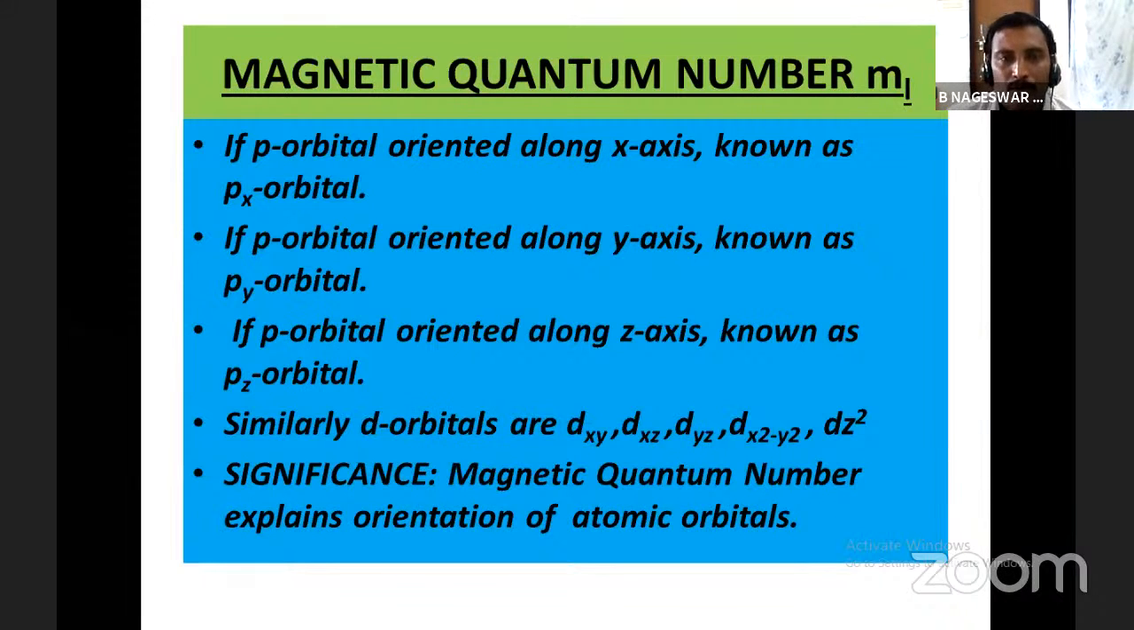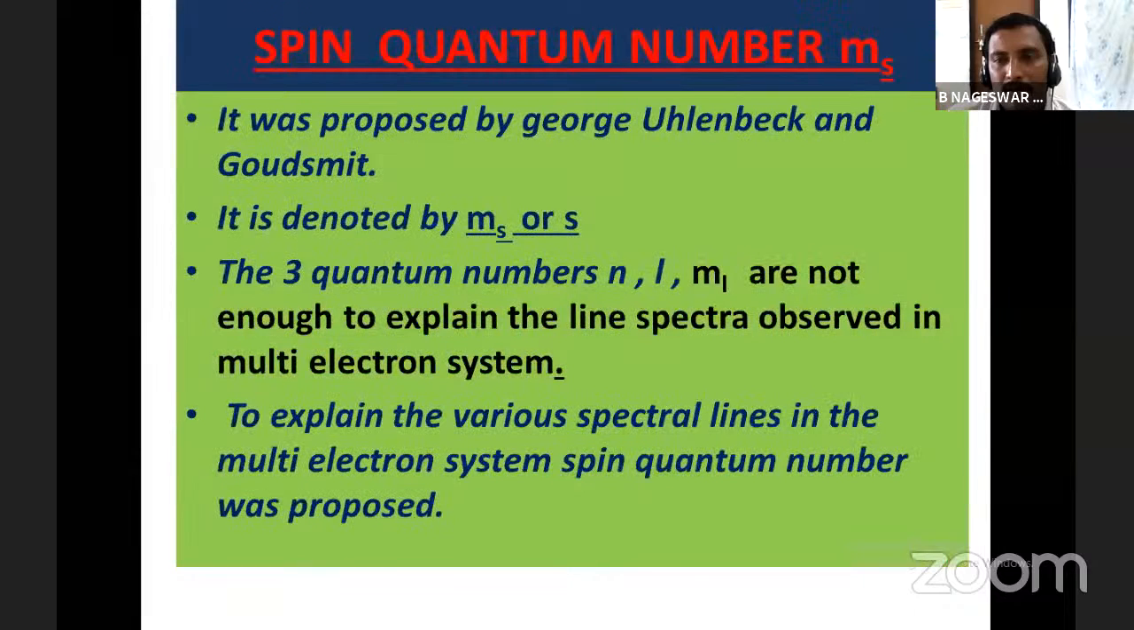Next, you go for the spin quantum number. We can represent the spin quantum number as ms, otherwise small s only. The spin quantum number was proposed by George Uhlenbeck and Goudsmit. It is denoted by ms or s.